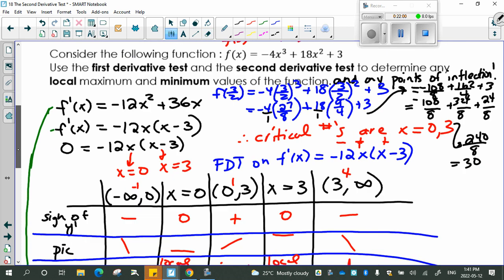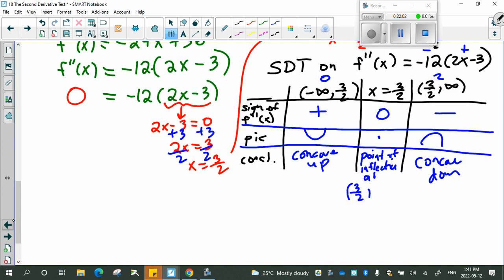All right, so now we go back down here, all the way to our chart. And now we put all our info together to draw a sketch.